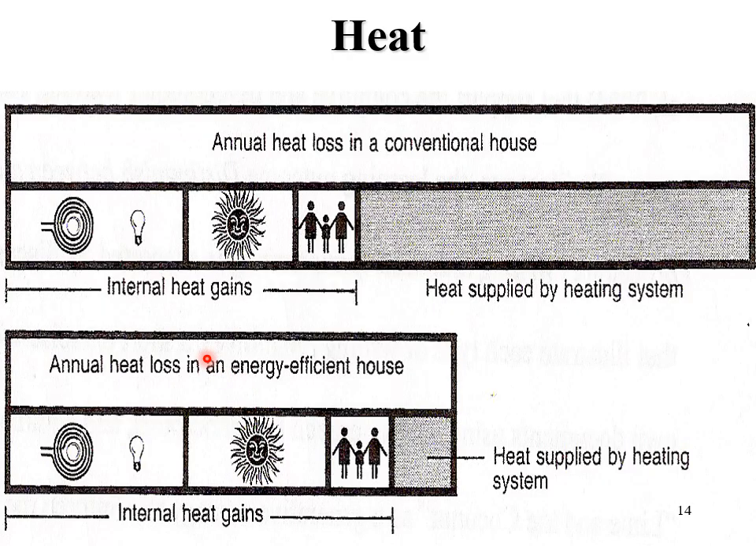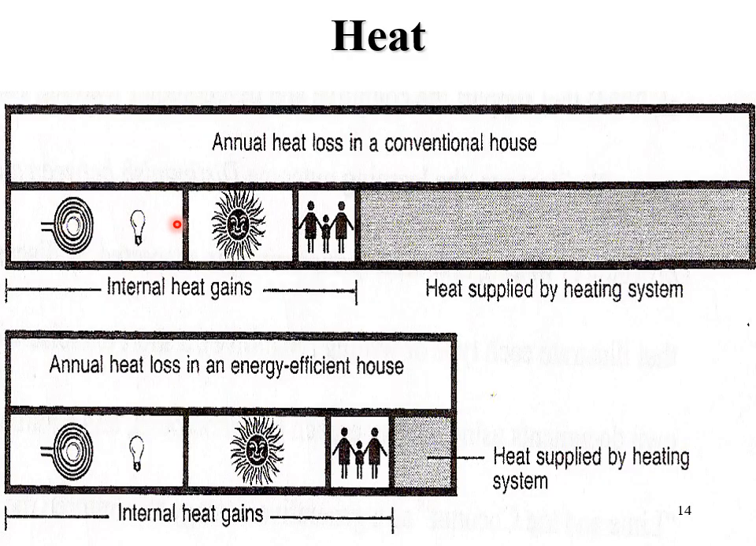Certain things will be the same if you were to keep a conventional home and an energy efficient home. Let's say the amount of heat generated by your stove, the heat generated by your light bulbs, but also your refrigerator, anything that takes electricity, anything that has motors generating heat, all of those remain the same.